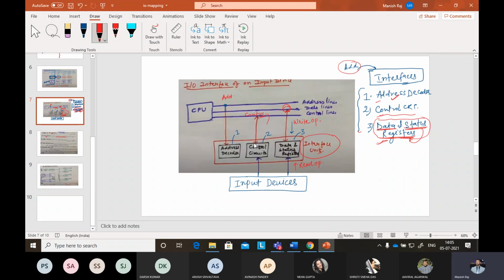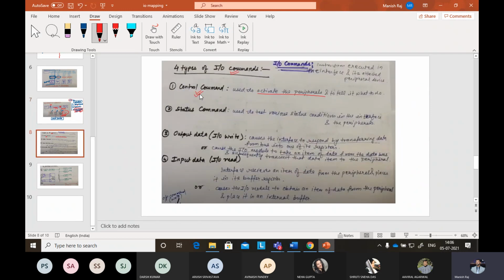The control line will send the control signal, and this control circuit will tell you which type of operation you can do. So the first command is the control command. Second, you can use the status command, which is used to test the various status conditions in the interface and the peripherals. So the second command is the status command.